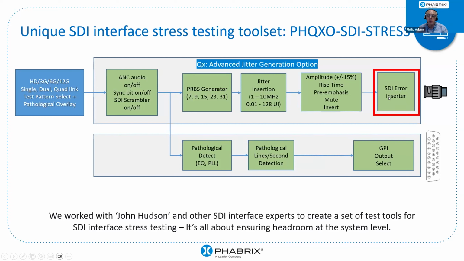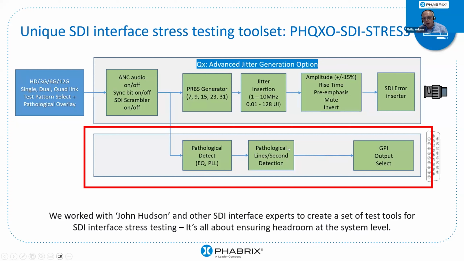Finally, you can insert bit errors into the stream. We have a pretty sophisticated bit error insertion tool. Now that's really useful for testing the performance of kit and to see how well it behaves when there are bit errors on the interface. Some kit behaves really well, other kit doesn't. So that allows you to understand what's in your critical signal paths and how well they're performing. So we have that tool set all applicable to the signal generator.